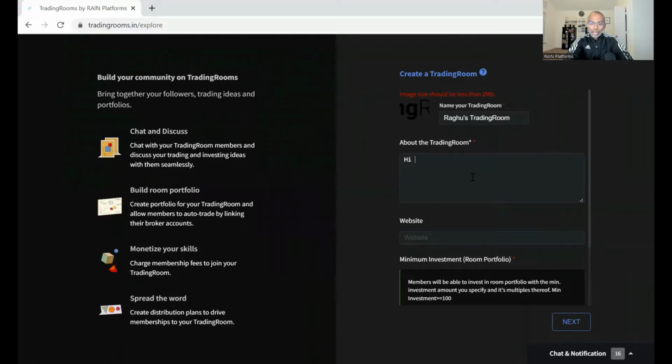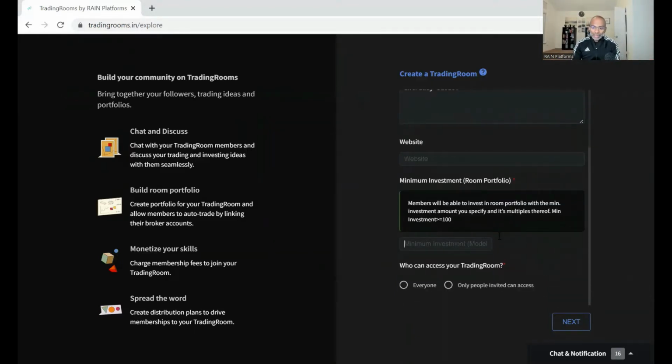So here, I will be trading equities on an intraday basis. If I have a website, I can specify that. Here, you can specify your minimum investment amount. This is the minimum amount that a person must have in their brokerage account in order to access your room. So I'm just going to go ahead and make this 1,000 rupees. This is going to be dependent on the type of strategy you're running, and you want to really think about this number before you input it.